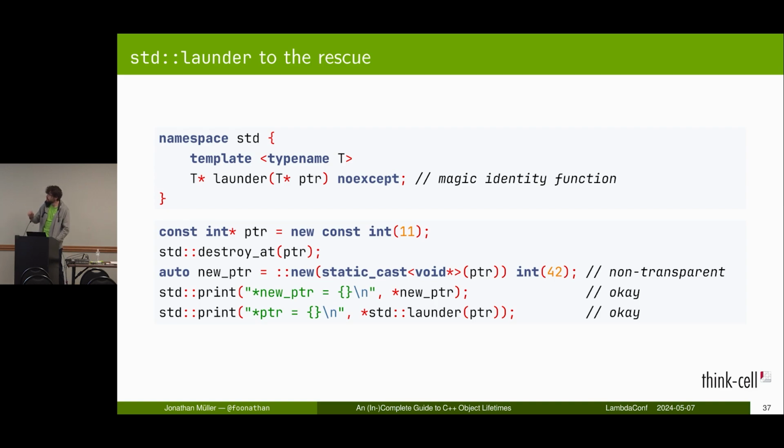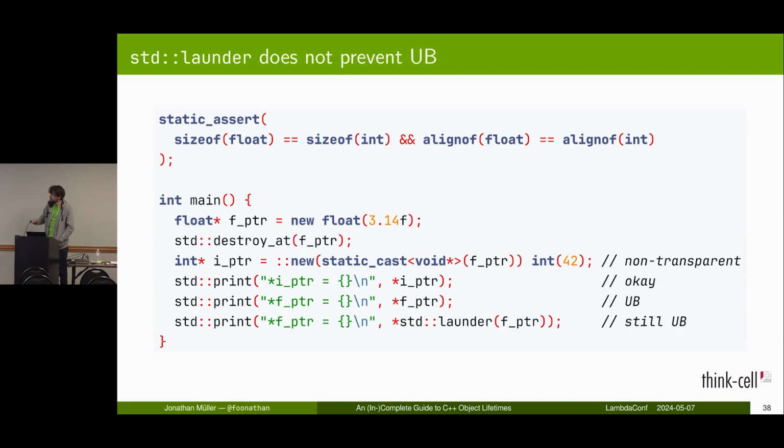Note that even though std::launder exists and has this property, it's not like a magic thing against undefined behavior. So if we assume that a float and an int have the same type, size and alignment, when we create a float and we destroy it, we can create a new int in its place. This is fine, but this is non-transparent. So we can dereference the pointer because we're having a pointer to an int object that we just created. But we can no longer dereference the pointer to the float because we don't have a float, right? We've destroyed it and put an int in its place. We don't have a float. And even if we launder it, we still don't have a float, right? Launder is not just a magic thing that makes you get rid of undefined behavior. It's just used in this very particular use case.